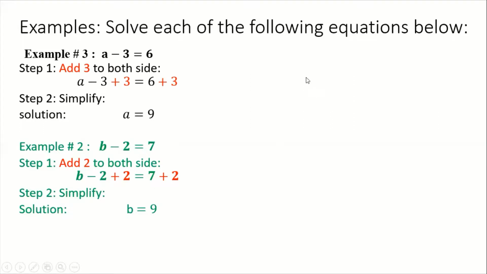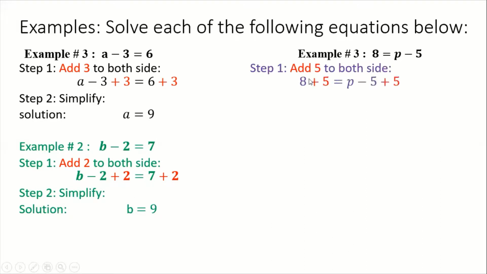Now to example 3, we're given 8 equals p minus 5. Note now that the variable is on the right. Does the principle change? No, it does not. We have this minus 5 beside p, but we want to isolate p by itself. So we can do the opposite of subtracting 5, which is to add 5 to both sides. How would you state this? You would state this as 8 plus 5 equals p minus 5 plus 5.